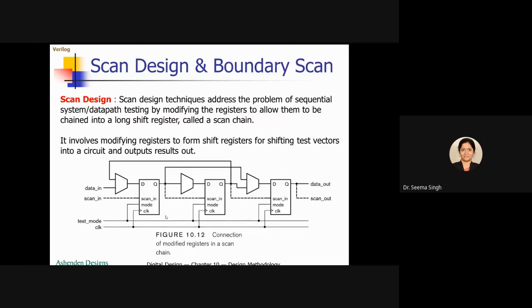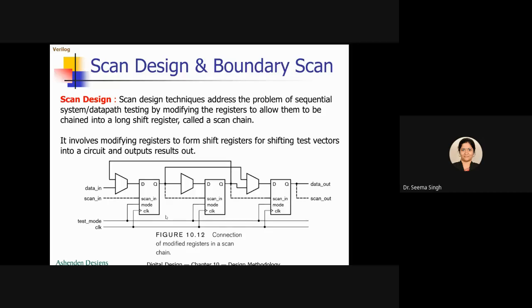Then I had also discussed scan design and boundary scan. Now scan design, as I said, one by one, your scan will be scanning from row to row, column to column, the complete document scans. That is the meaning of scan, isn't it? So scan design in our sequential system.